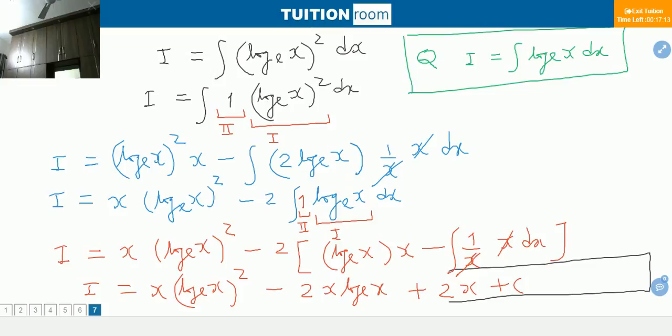So guys, I am moving to the next problem. My next problem is integration of sec cube x dx. Suppose we have to solve this problem. Okay, now guys, what we will do here and what is the new thing in this problem, you will see. Sec x into sec square x dx.